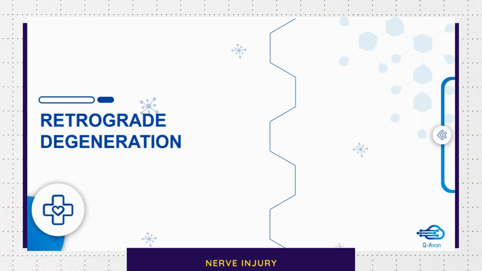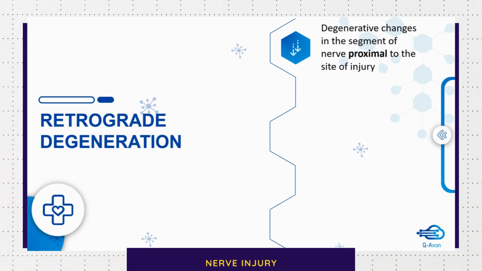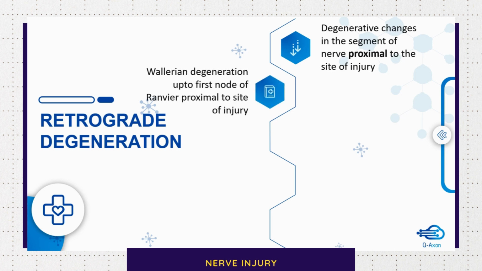So what is retrograde degeneration? This refers to the degenerative changes in the proximal segment of the neuron, that is proximal to the site of injury. Now, one thing you must remember is, suppose this is the soma of the neuron and this is the axon. Now, let's imagine this is the site of injury and these are the regions of myelin, and in between you have the nodes of Ranvier.